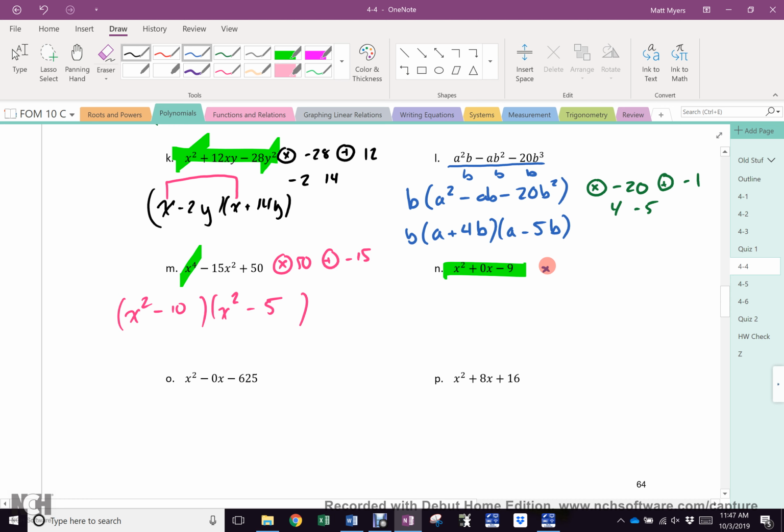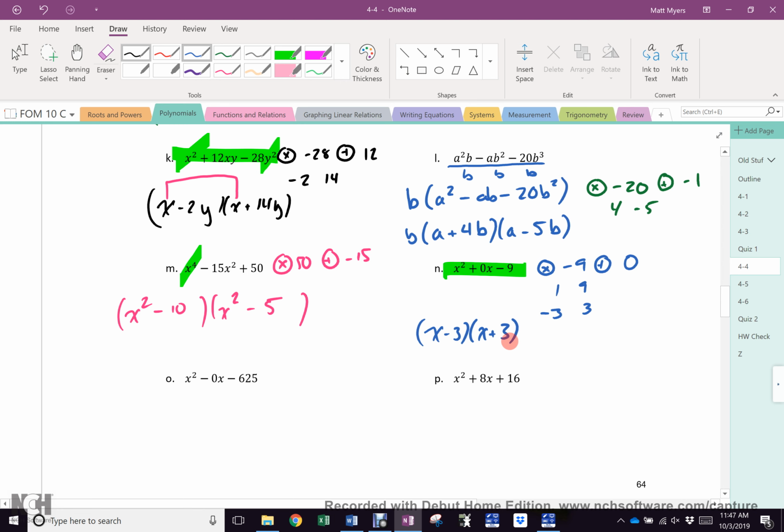Which means I would need to multiply to what? Negative 9. And add to what? 0. What are the factors of 9? 1 and 9. That's not going to get 0. And 3 and 3. Oh, that'll get me 0. How? 3 minus 3. So it's x minus 3, x plus 3. Yes?